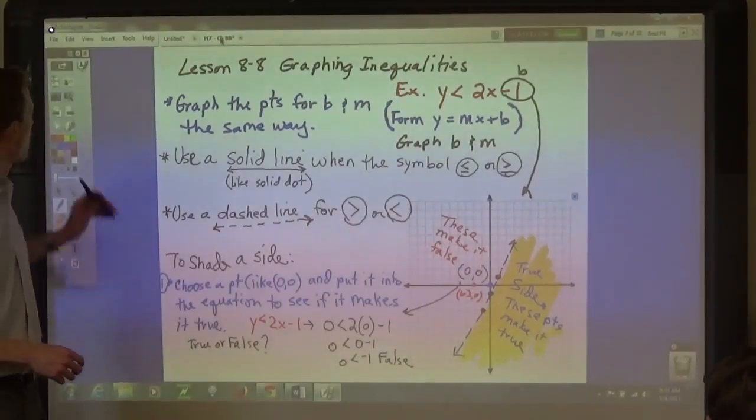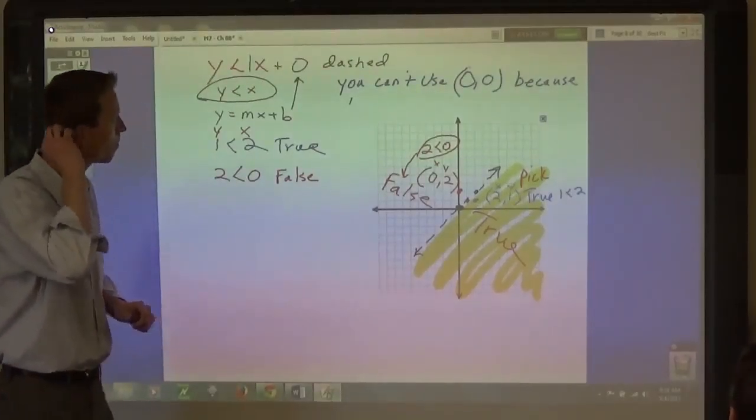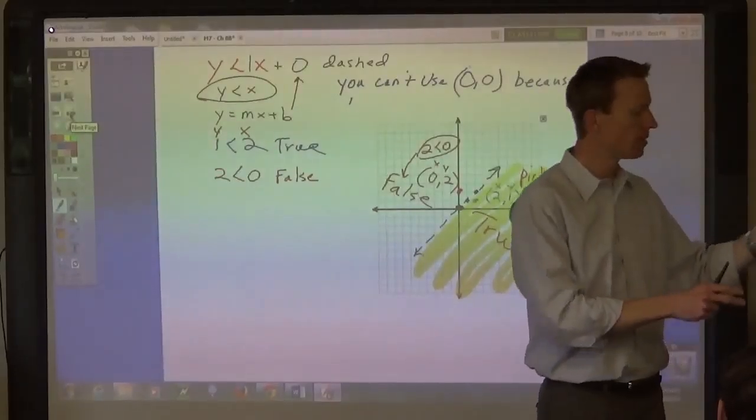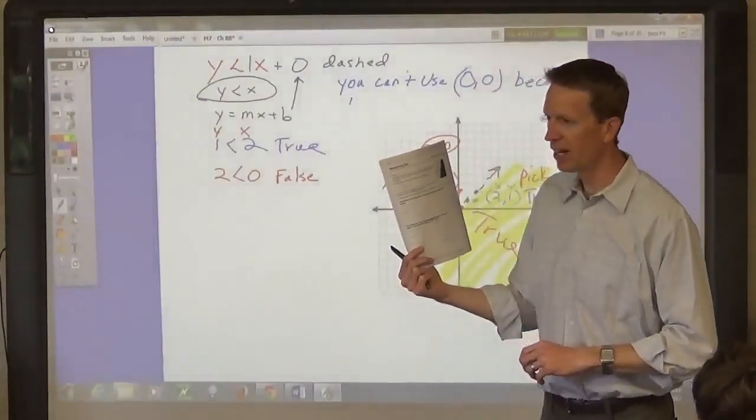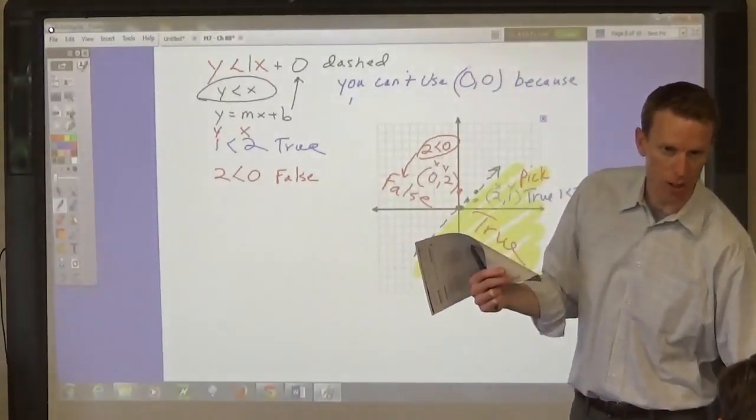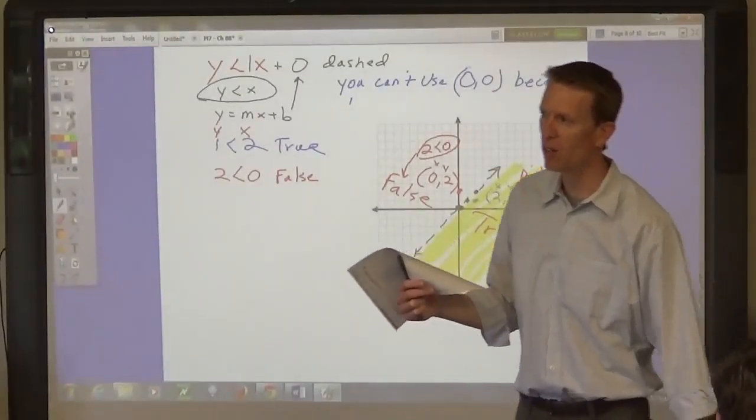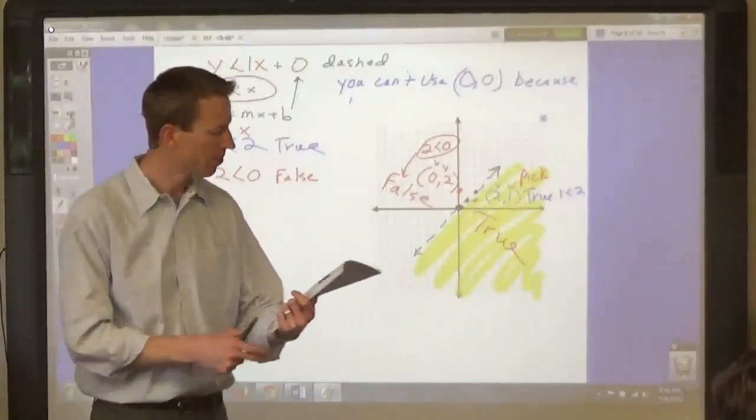So, the first part of your assignment is simply identifying the symbol. Look at 1 through 6. Look at the symbol given and tell whether you use a solid or a dashed line. Number 1.